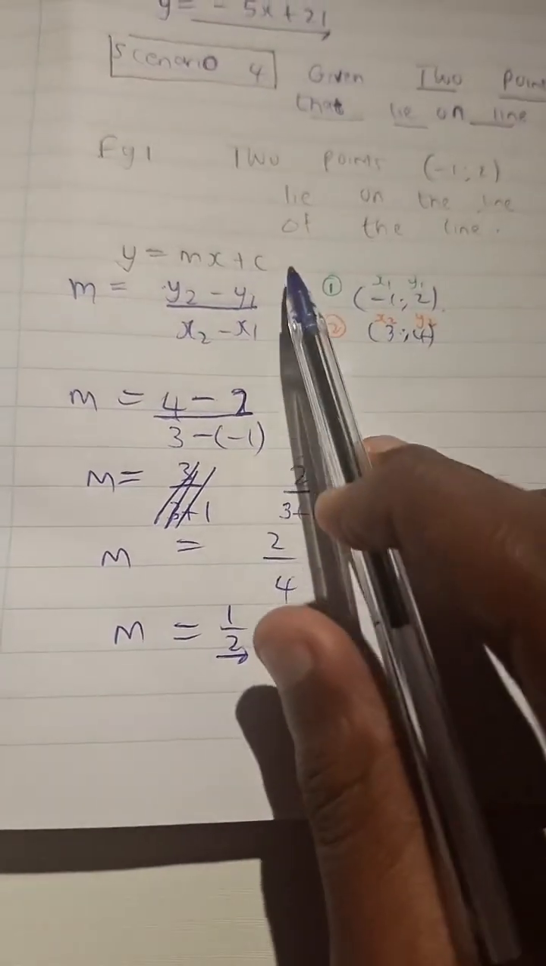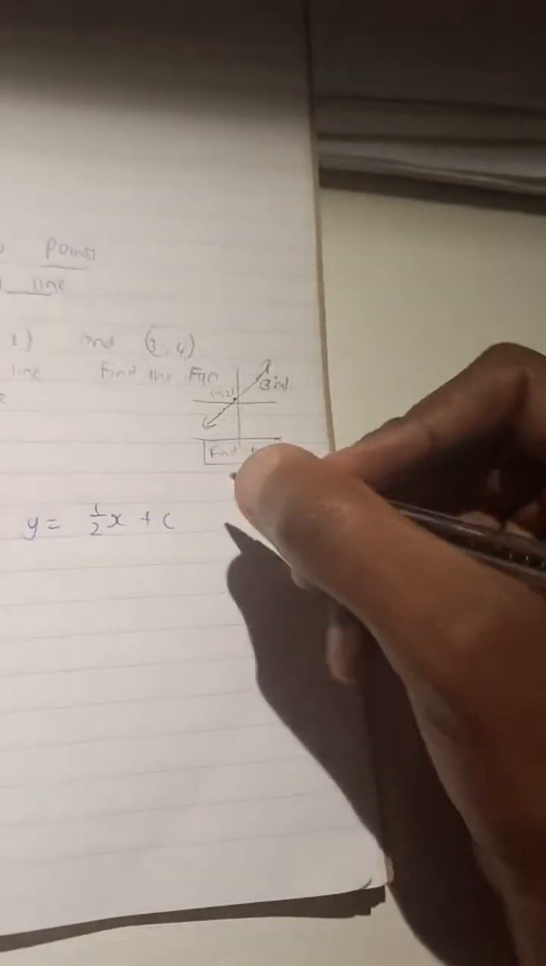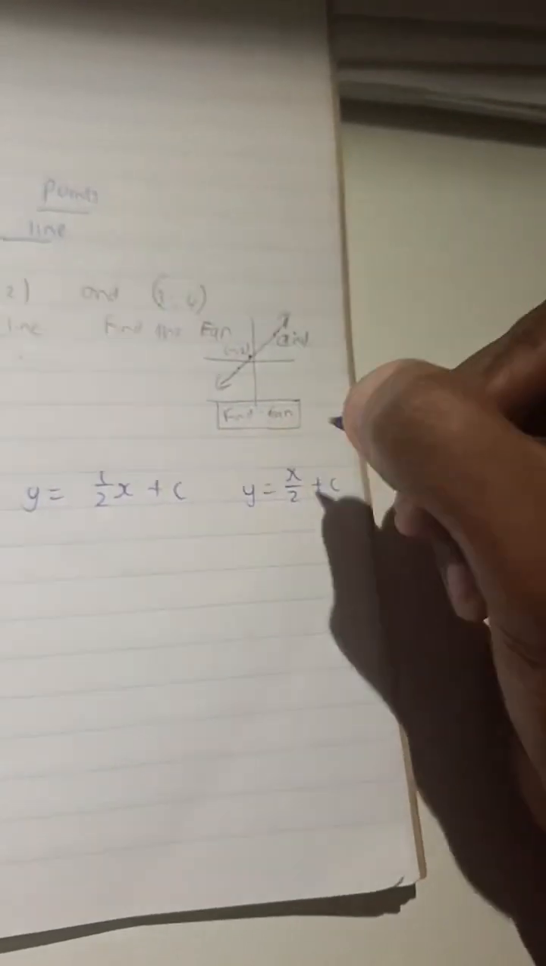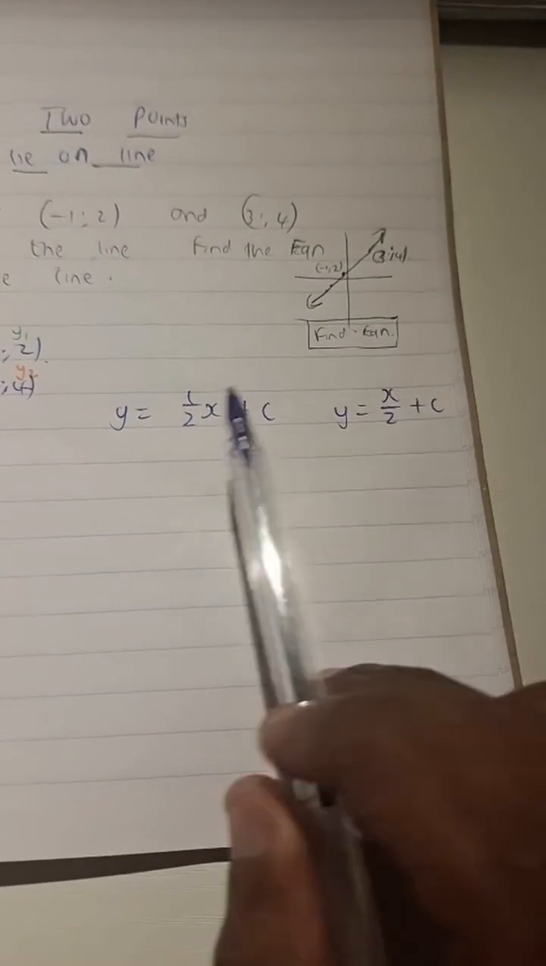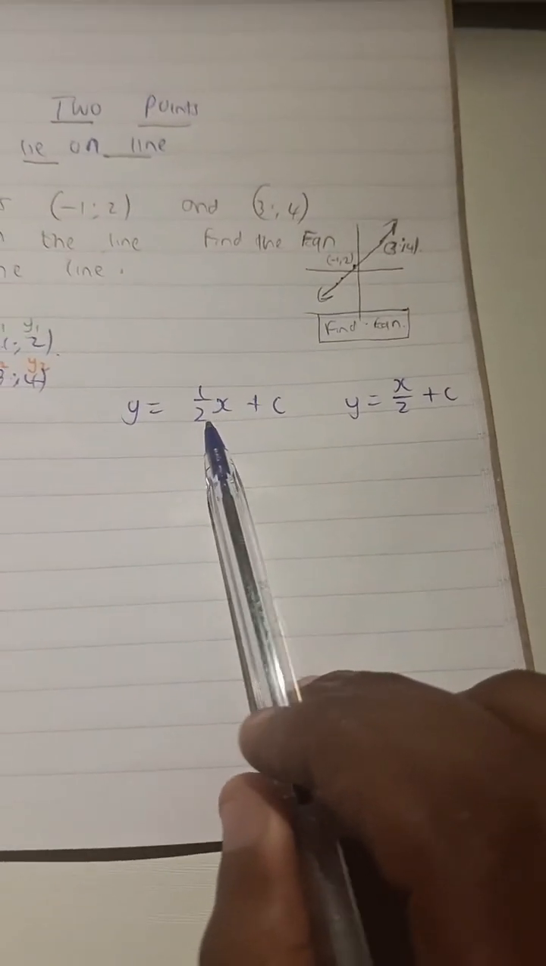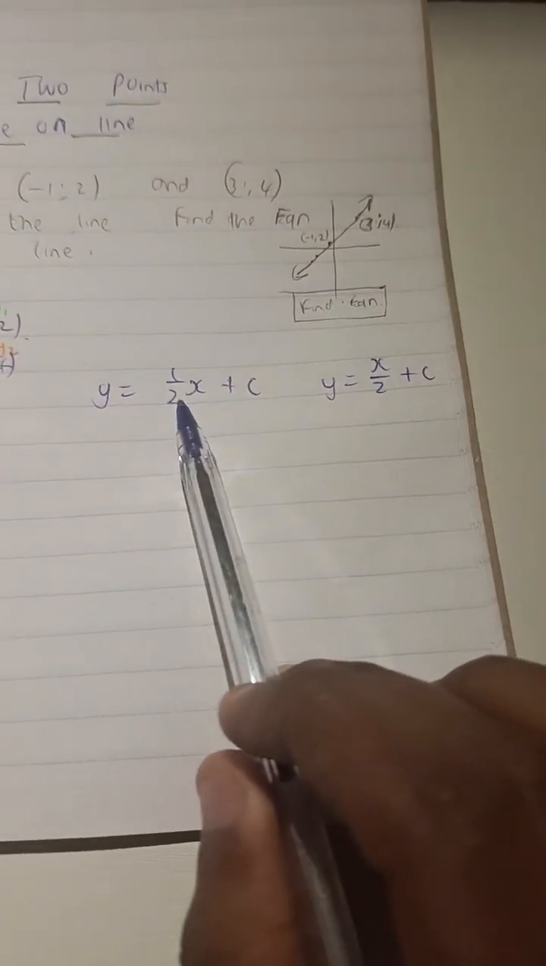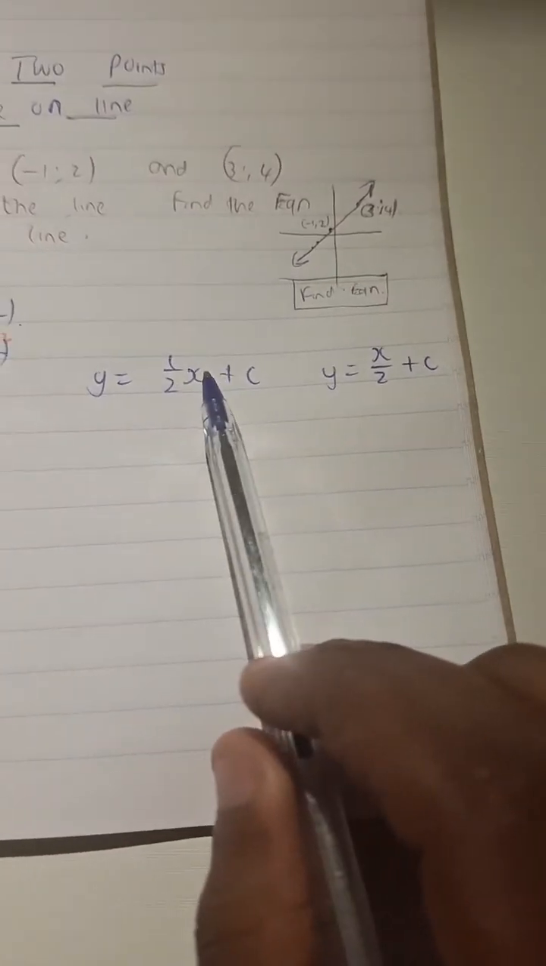Now all I need is what? Is C. So I go there, I write y is equal to half x plus C. Some people would write this equation as y is equal to x over 2 plus c. Guys, both ways of writing this are 100% correct. Please note that this x is not in the denominator. It is not in the denominator, but it's an x that's in the numerator. But when you write it down, if you want, you can write it as half.